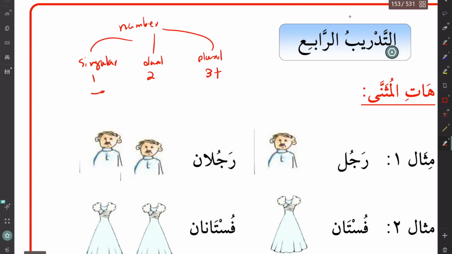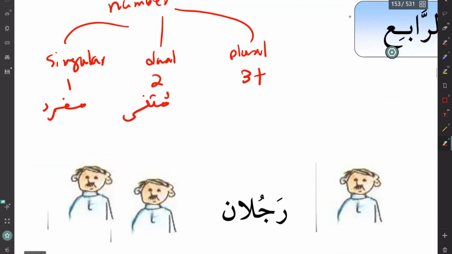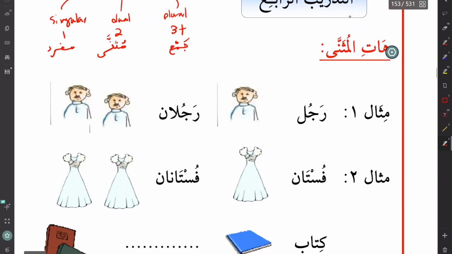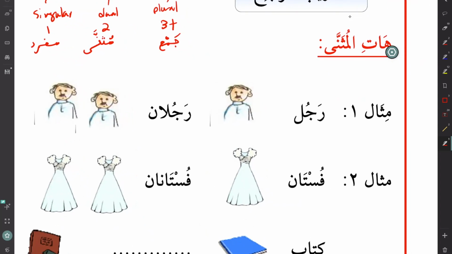Singular in Arabic we call mufrad, and the dual we call muthanna. And the plural is jam'un. We've seen some of the plurals, right? Here, they're showing you the dual form. Basically, when you have two of any object or a person, in the Arabic language, it is not a plural, it is dual. It's called muthanna.